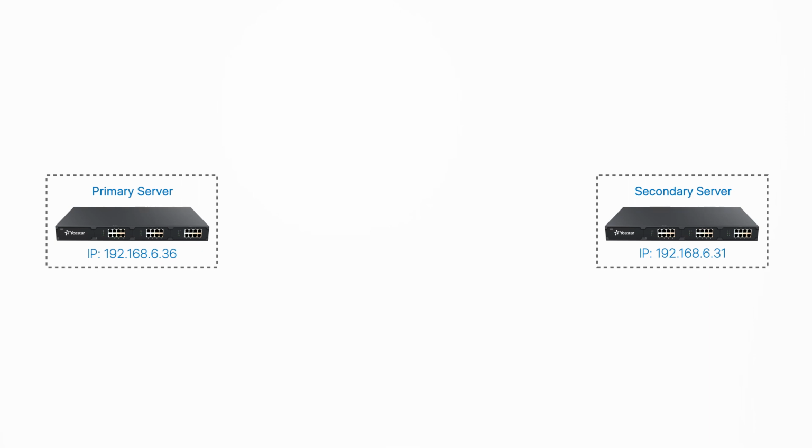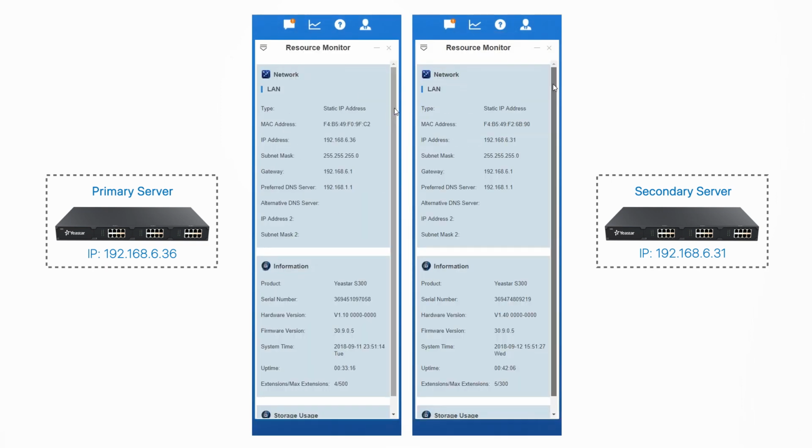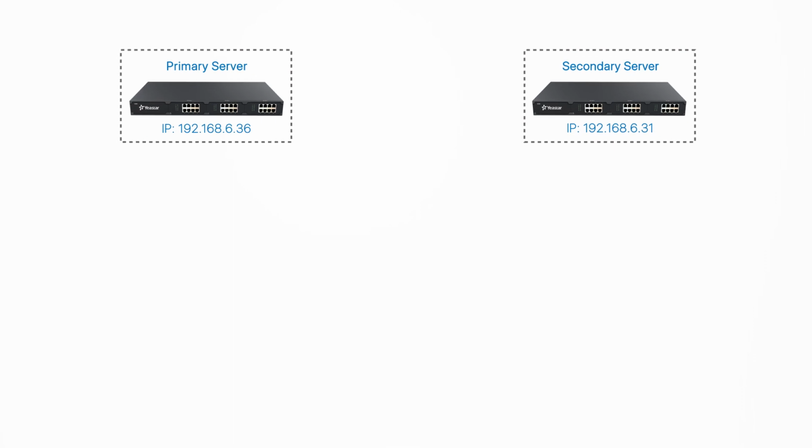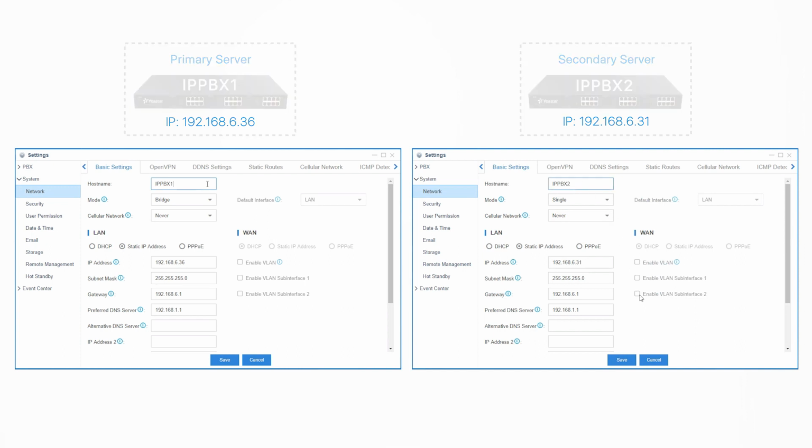Two S300 with the same hardware installation have been deployed in the same LAN. First things first, let's move on to confirm the firmware version. Click on the Resource Monitor icon on the top right corner to check PBX information. Make sure the two servers' software versions are the same. Then we can carry on to the network setting page. Edit the PBX host name to distinguish the two PBXs. Say we set this one as IPPBX1, the other one as IPPBX2.